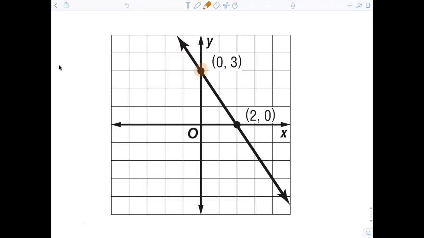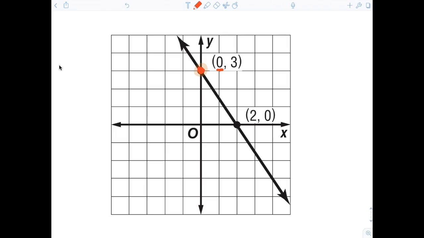Okay, so now let me just make it this point right here. That is called the y-intercept, because it's where the line crosses the y-axis. Now, notice, what is the x-coordinate? At the y-intercept, the x is always going to be 0.